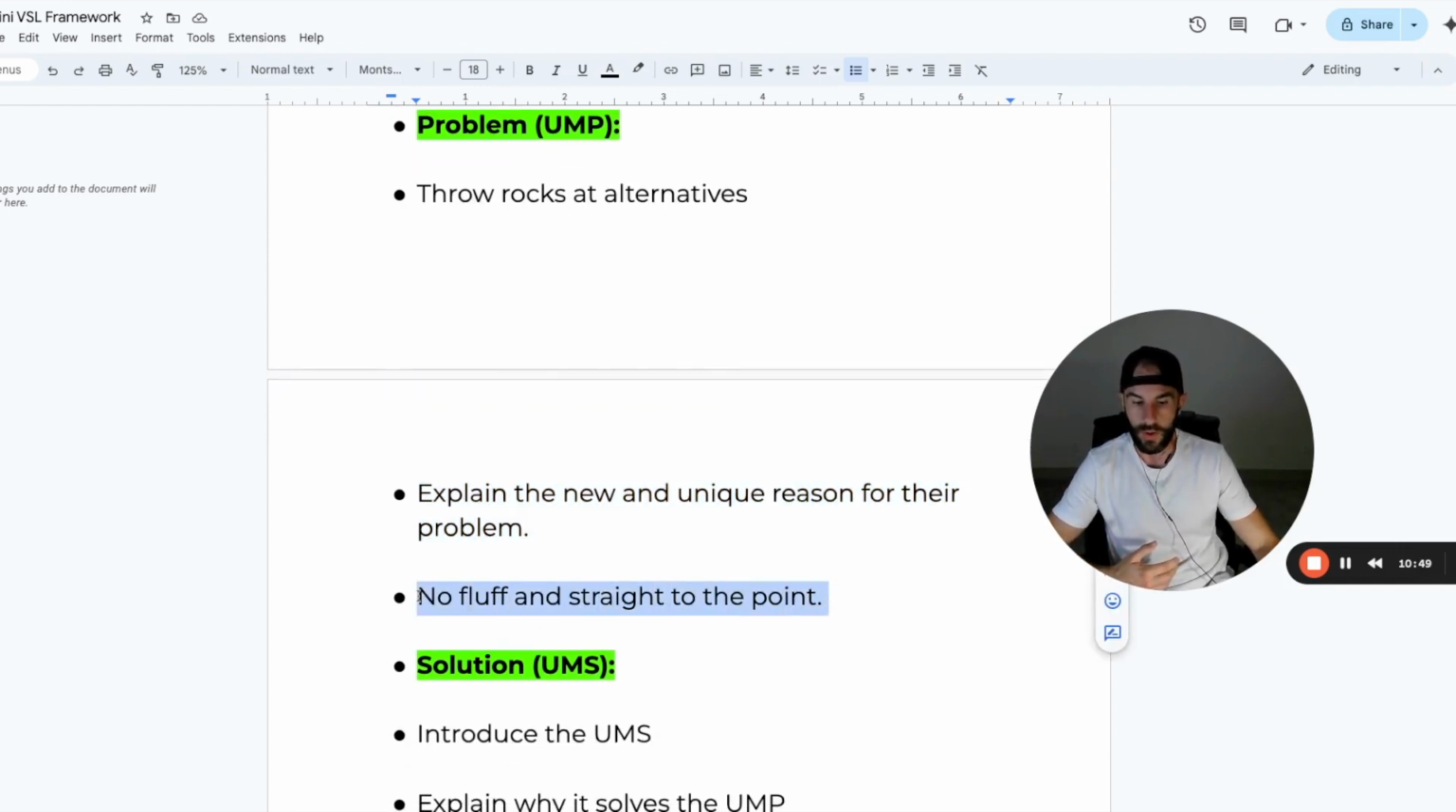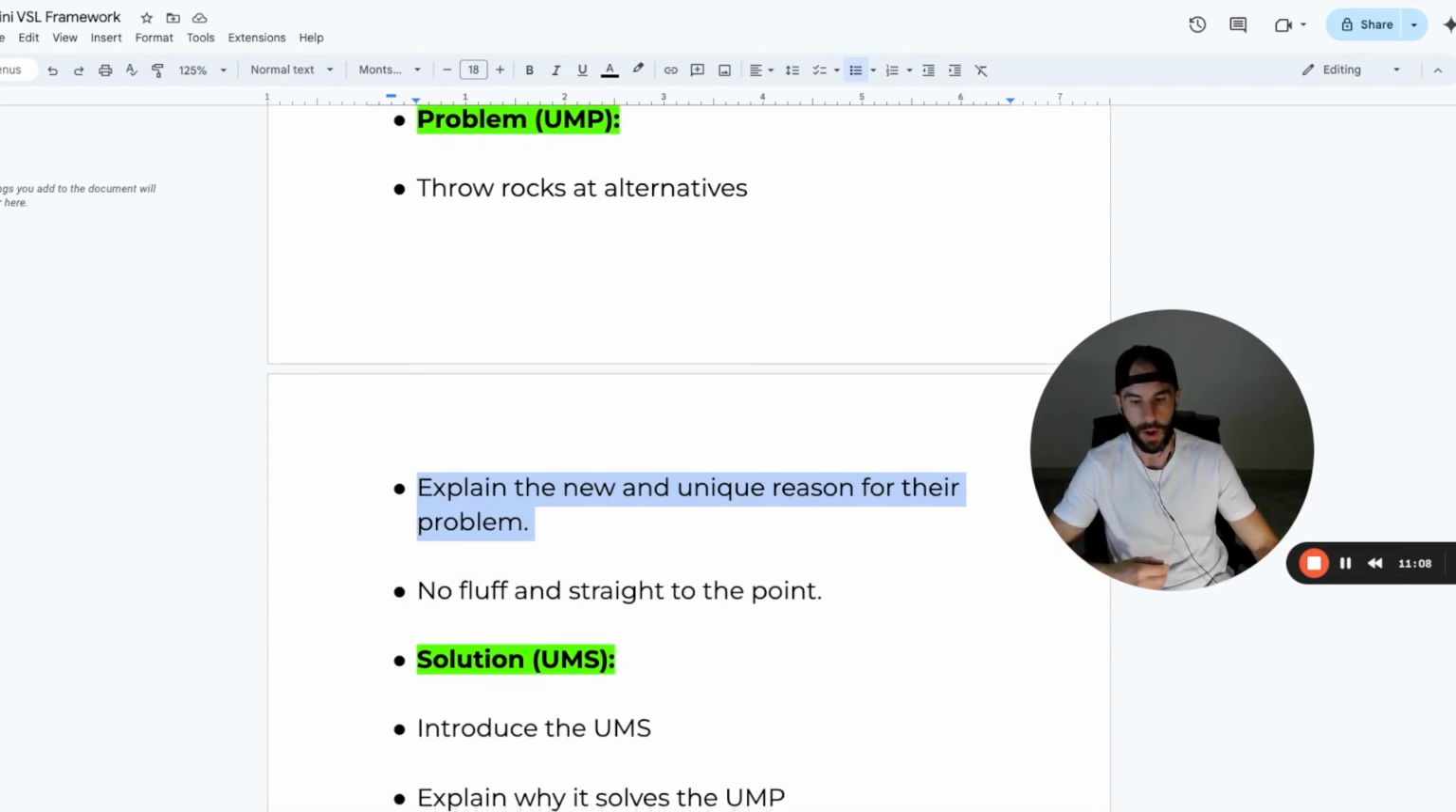And this is no fluff. We're getting straight to the point. You want to keep these sentences short and punchy. I'm going to say that a few different times because it's something that really bears reminding. So here, you're really just throwing rocks at the alternatives and then explaining the new and unique reason for that problem and why it hasn't been resolved for them. That is our unique mechanism of the problem.